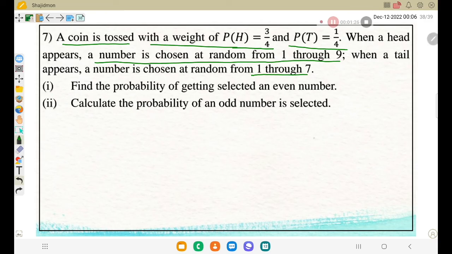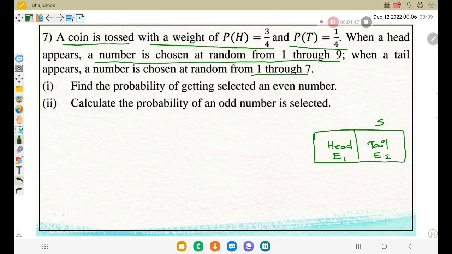So when we are taking the sample space, we can take the partition as, okay, one is head and the second one is tail, correct? Getting tail and getting head, those are the two partitions. Head we are representing as E1, and this is E2, correct? E1 and E2.